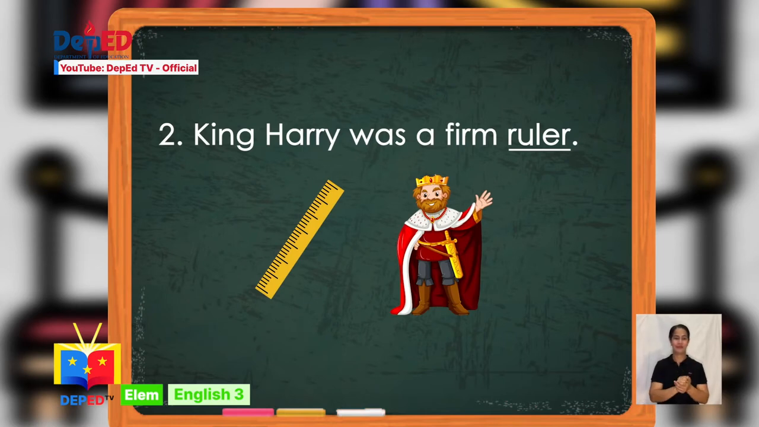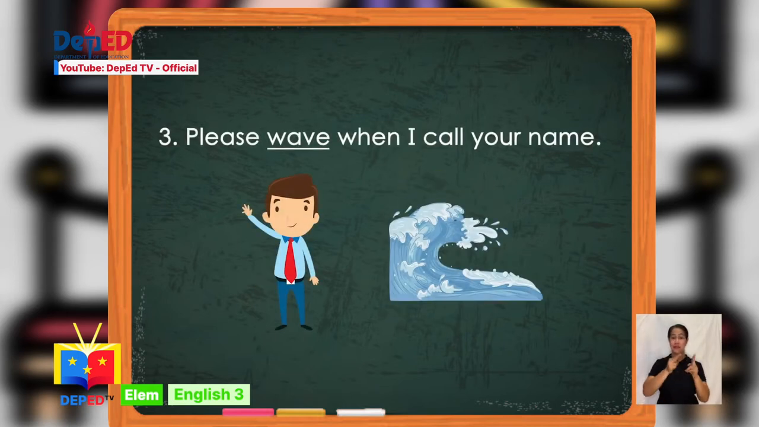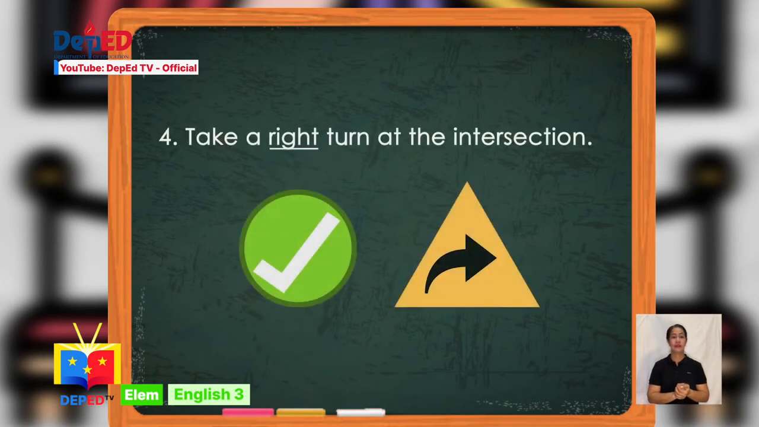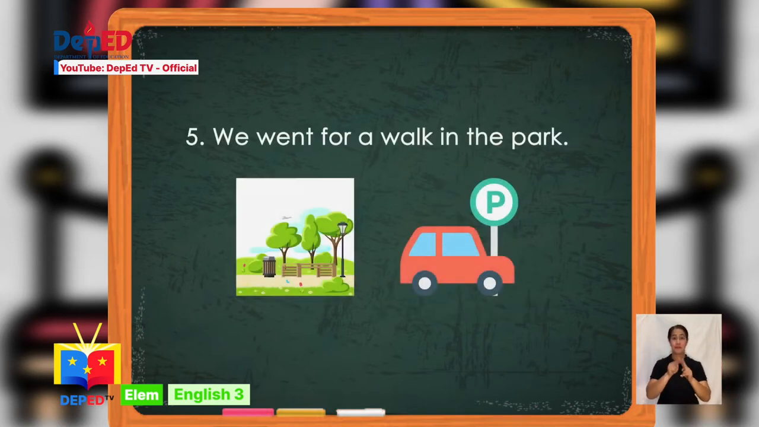Number two, King Harry was a firm ruler. Number three, please wave when I call your name. Number four, take a right turn at the intersection. Number five, we went for a walk in the park.